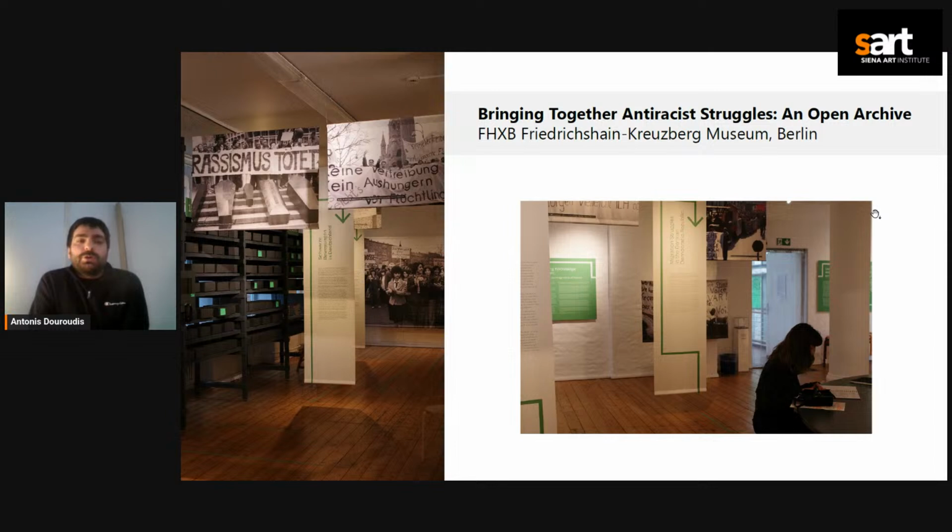This specific exhibition is called Bringing Together Anti-Racist Struggles, an Open Archive. It's a very interesting exhibition because it somehow recreates an archive, an archive that is not finished. So it actively invites people to contribute and to create new knowledge, because there are huge gaps in this theme. Another element is that it's not only showing racism as an oppressive situation, but also focuses on the struggles of people to overcome the situation and thus to try to reach a new situation, as we saw before.